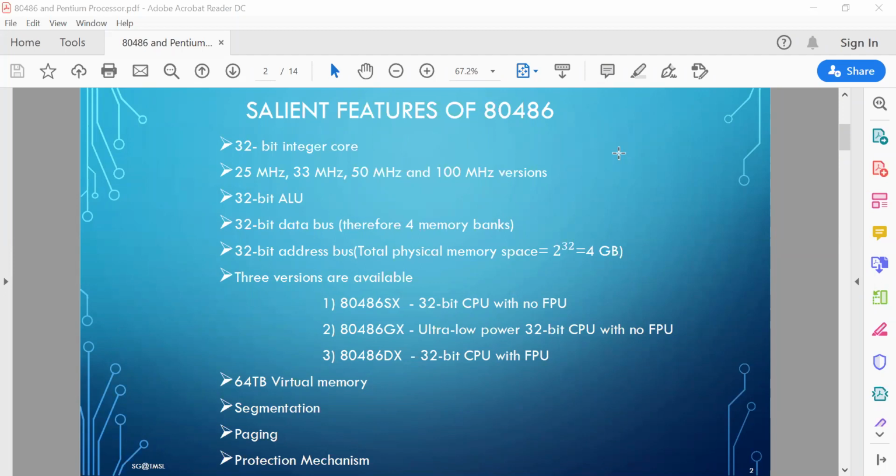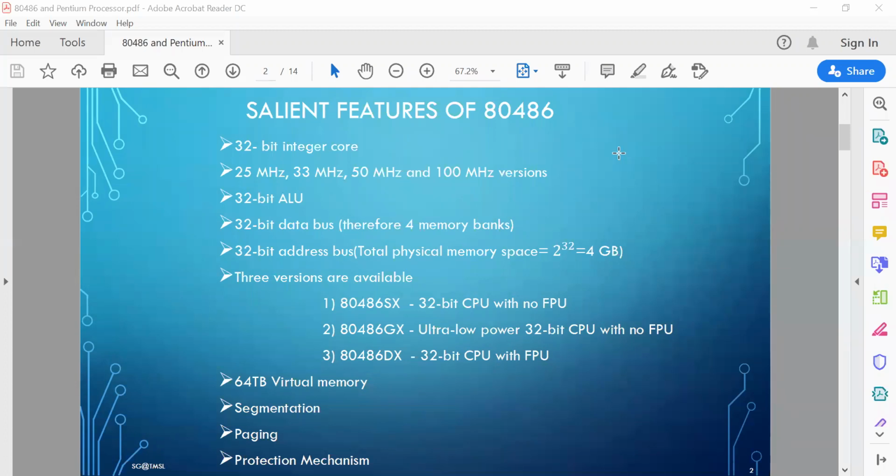As well as that, the 80486 has a 32-bit address bus. According to the rule, the total physical memory space that can be accessed inside any microprocessor is 2 to the power of the number of address lines. Here 32 address lines are required to transfer the address. That's why it is 2 to the power 32, which is equivalent to 4 gigabytes. So it has a maximum memory space of 4 gigabytes of physical memory.